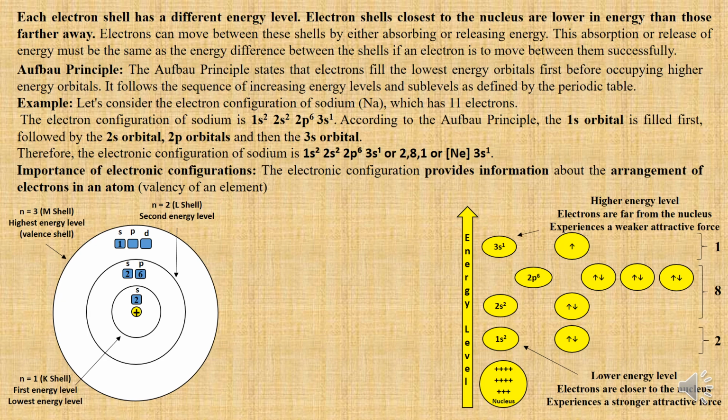While the electrons in the third energy level, which is the valence electron in case of sodium atom, are far away from the nucleus, and therefore they experience a weaker attractive force towards the positively charged protons present in the nucleus. And that is the reason why the electrons present in the third energy level are at a higher energy level. Now let me simplify this representation.